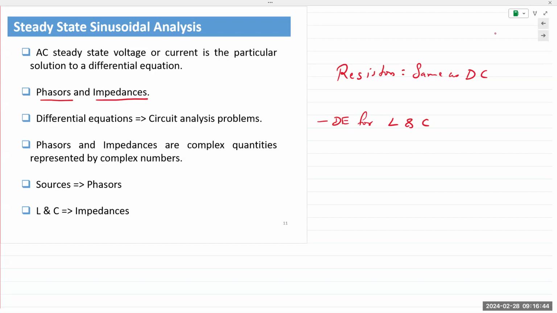What we do is we take our sources. The source could be a voltage source or a current source. Sources would be a function of time. And we do a phasor transform and represent it as a vector in the frequency domain.